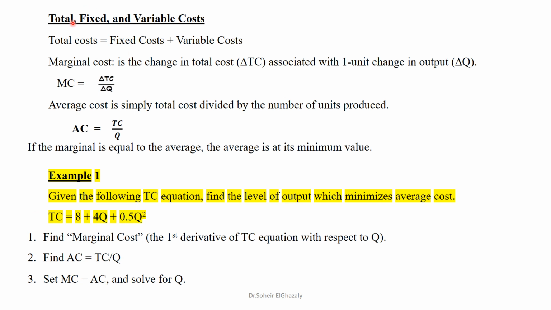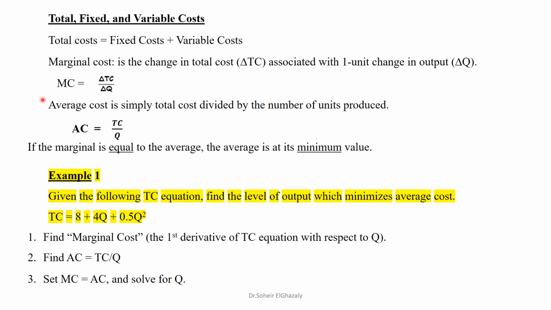So we're going to talk about what is the total cost. Total cost equals fixed cost plus variable costs. Everybody knows this because we studied accounting and lots of other subjects, and we're about to graduate. Marginal cost is the change in total cost associated with a 1 unit change in output, the extra 1 unit of output to produce. So the marginal cost equals the change in total cost over the change in quantity.